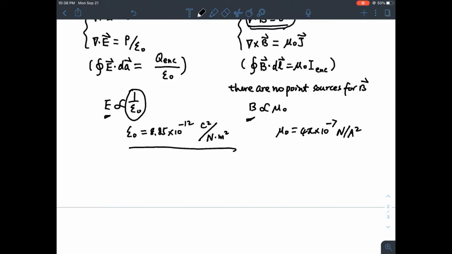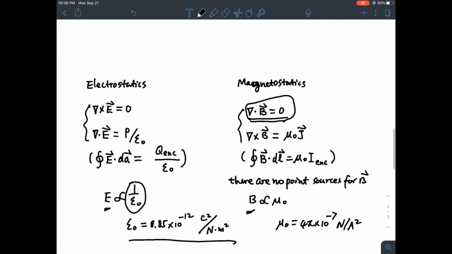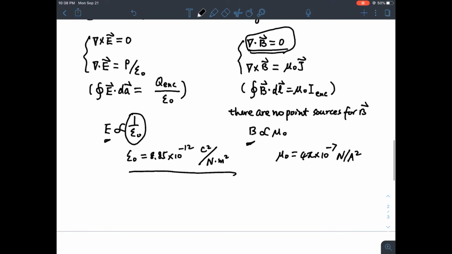Now I want to show you a few examples of how to use Ampere's law to find the magnetic field for some simple cases, just like I showed a few examples before for Gauss's law, figuring out the electric field for some simple configurations.